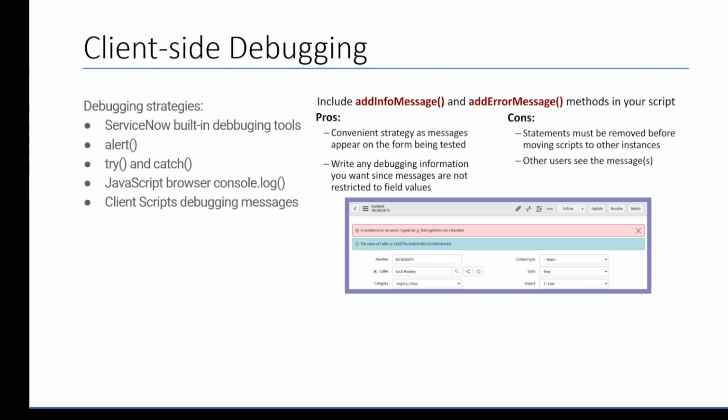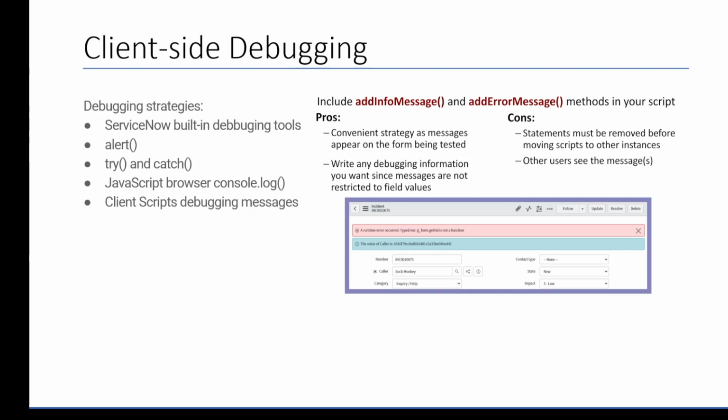When it comes to pure JavaScript debugging tools, we have an alert, also the console log, and try and catch. When it comes to the browser tools, we have, for example, the JavaScript console or web console, and any other third-party tools. Additionally, quite a convenient way to debug your client-side script is addInfoMessage and addErrorMessage.